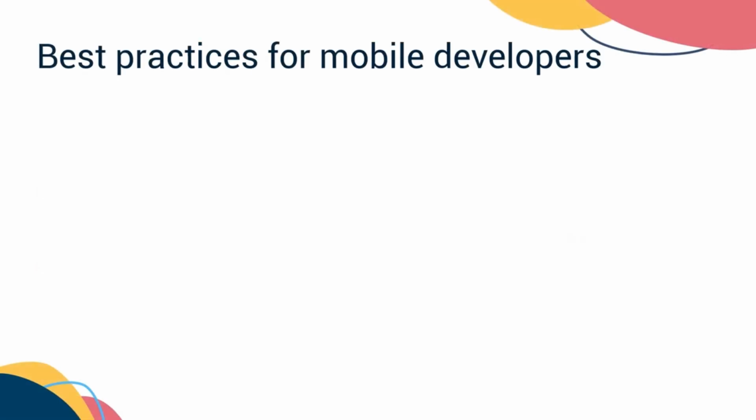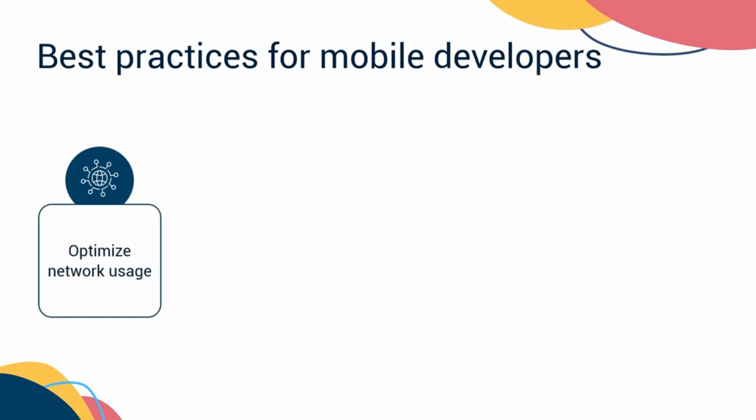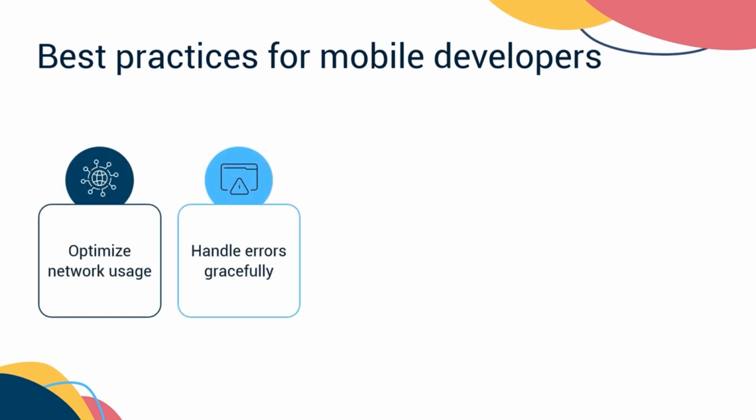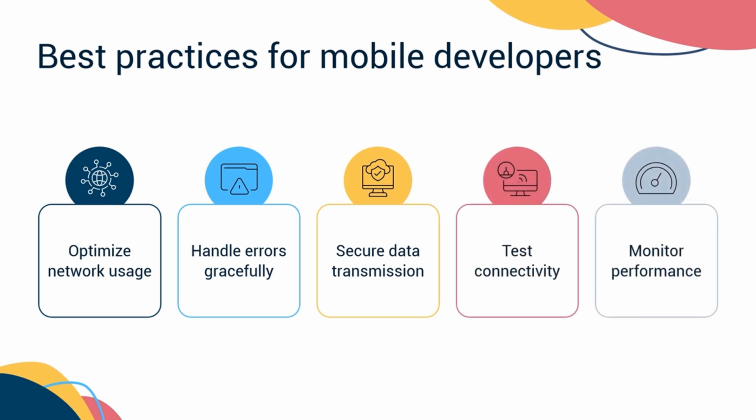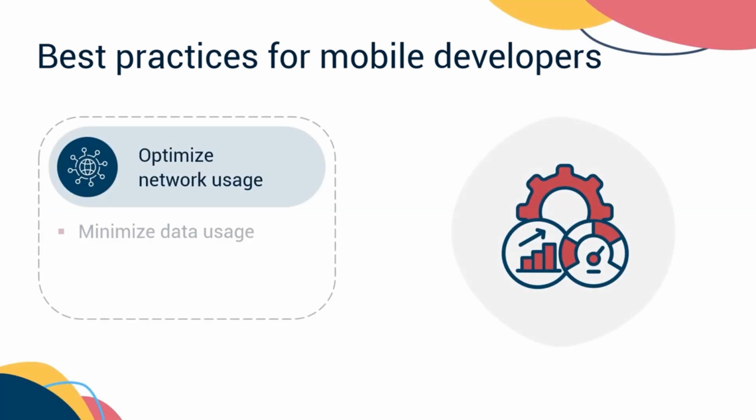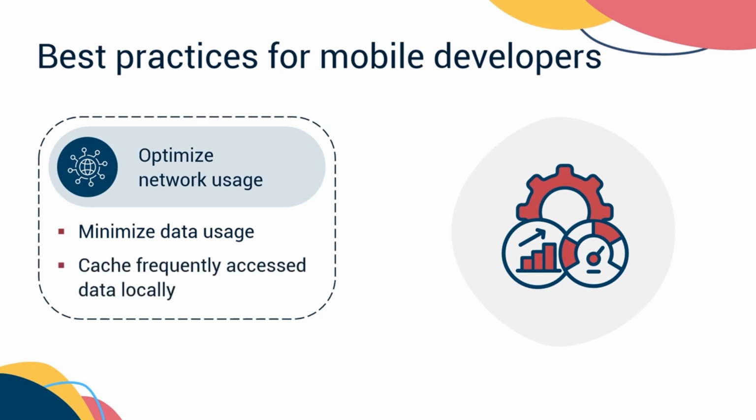Following important best practices, mobile developers can improve app performance and user experience. 5 key practices include optimizing network usage, handling errors gracefully, securing data transmission, testing connectivity, and monitoring performance. Now, let's explore each in detail. Optimize network usage by minimizing data usage and caching frequently accessed data locally. This improves efficiency and reduces unnecessary data transfers.